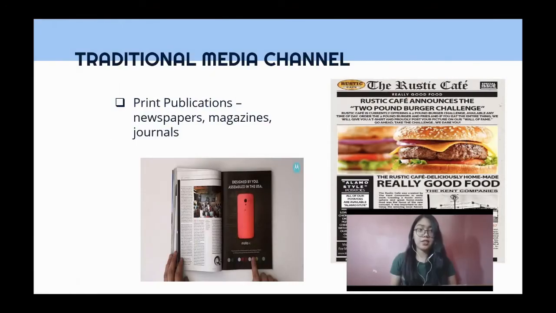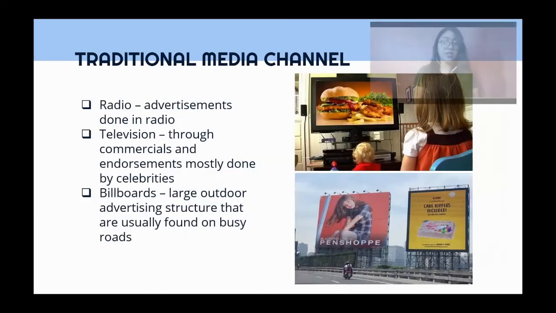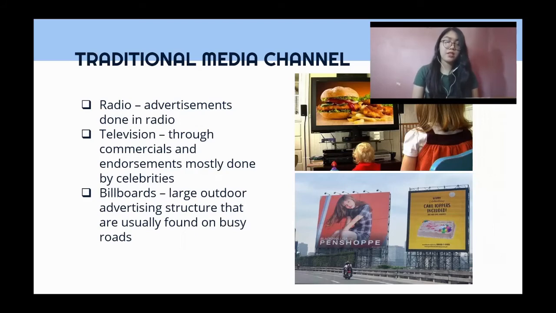First is the traditional media channels. These include the following: the print publications. These are the advertisements done in print, such as newspapers, magazines, and journals. Next is radio, which is the advertisements done through radio. One example of this is our school, the University of Mindanao, which has been utilizing this platform for years now. If you have heard it, they mention the achievements of the school and the facilities to encourage people to enroll in the university.